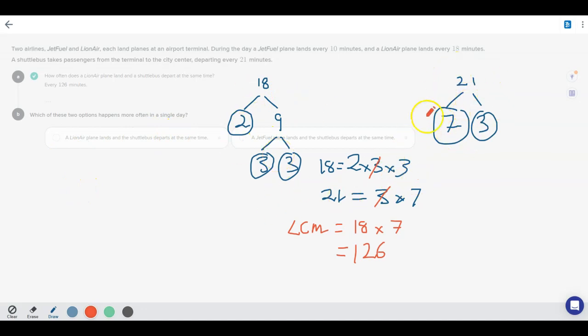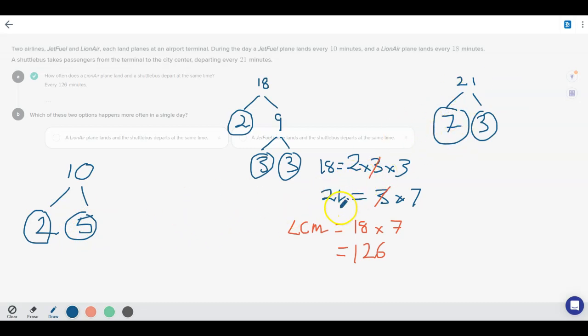We already know what the factorizations for the shuttle bus are, because that was the 21 over here. Let's now do the factorization for the 10 minutes. So let's do 10 minutes over here. Factorize that simply down to 2 and 5. Nothing really hard about that. Okay, they're both primes, so we circle them. Let's again write them out.